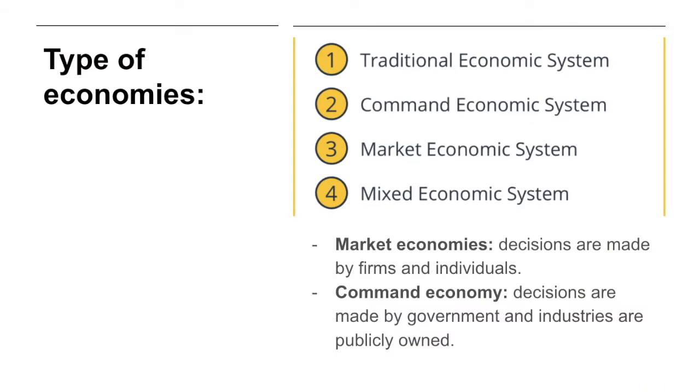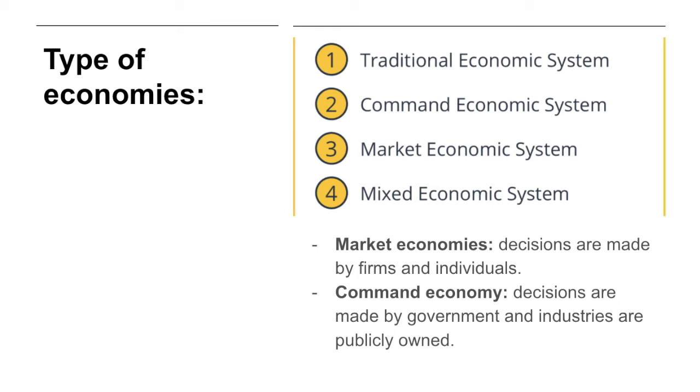So what are the types of economies? Here I'm showing you 4 types: traditional economic system, command economic system, market economic system, and mixed economic system. The 2 economic systems that we're going to be dealing with and that we know of and use in today's society are market economies, which are when decisions are made by firms and individuals, and command economies, when decisions are made by government and industries are publicly owned. Some of these are represented in what we know as capitalism and socialism or communism. However, communism, capitalism, and all of these include many more different ideals. This is just the economic area.